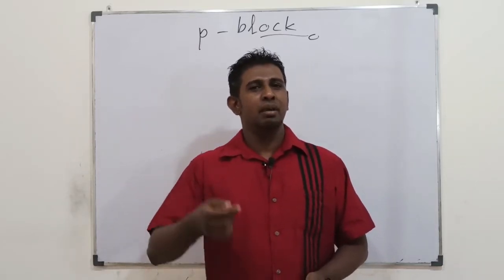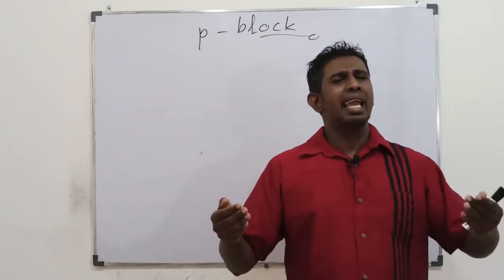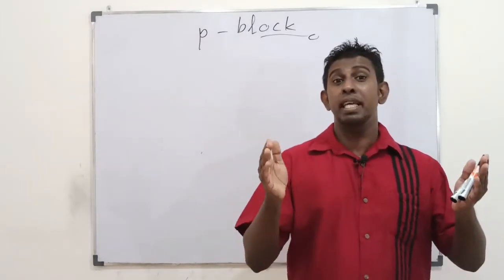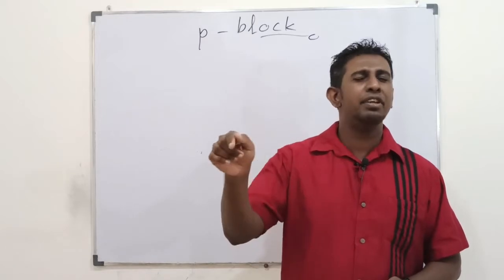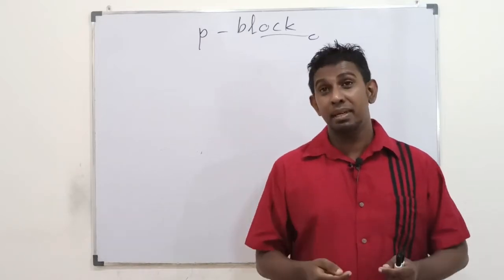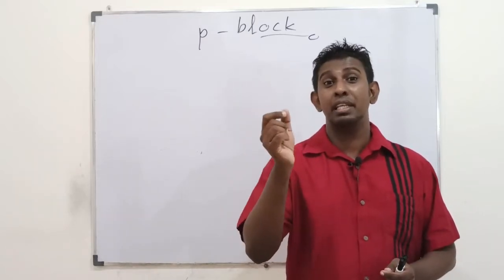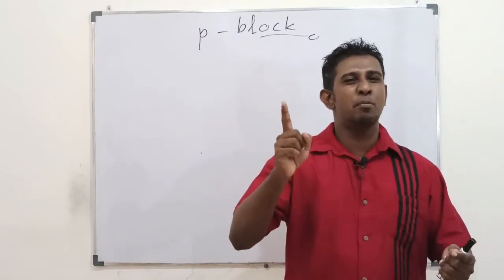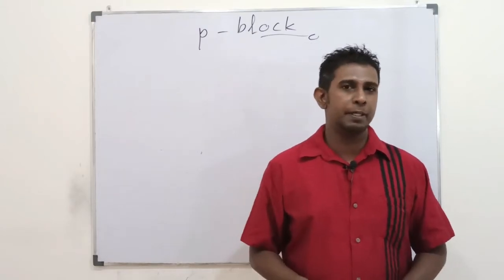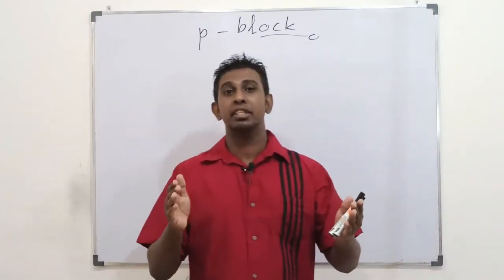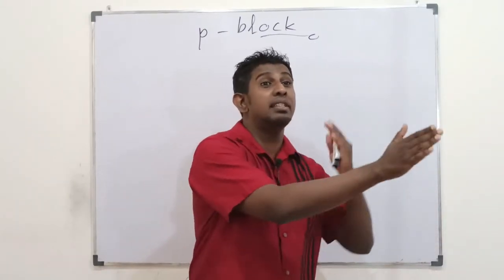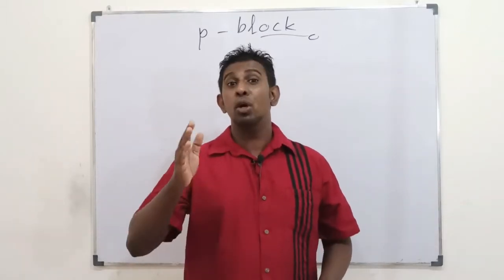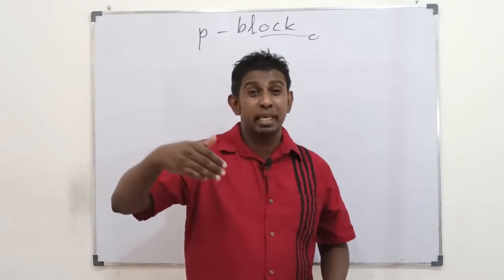The reason is that their elements have their final electron filled into a P subshell. That's the definition. If an element's final electron has filled into a P subshell, it can be named a P block element. In the periodic table, the 13th, 14th, 15th, 16th, 17th and 18th groups, six groups, belong to the P block.